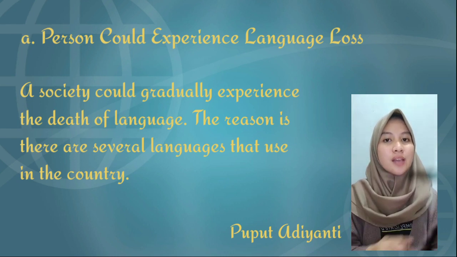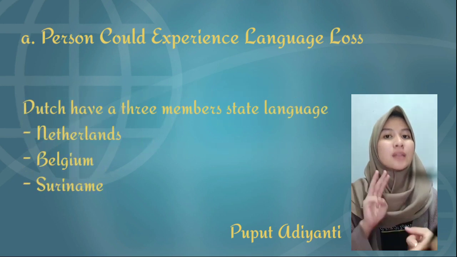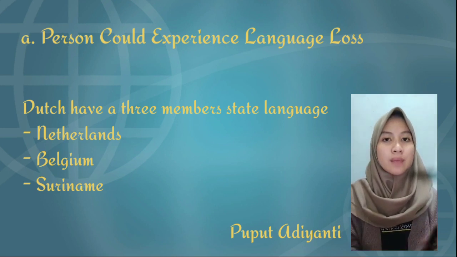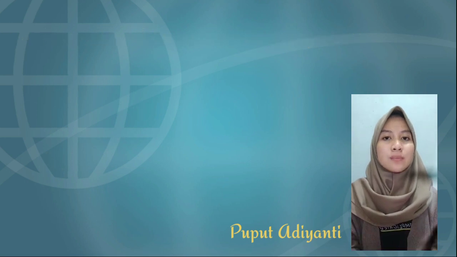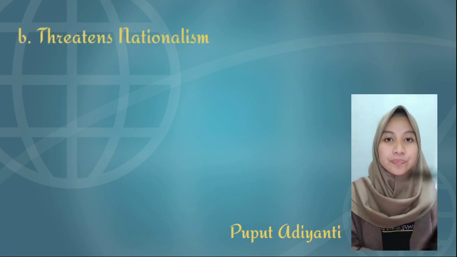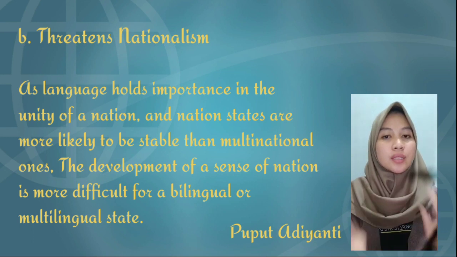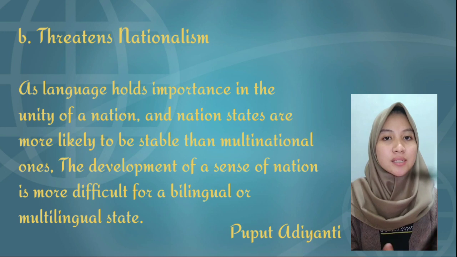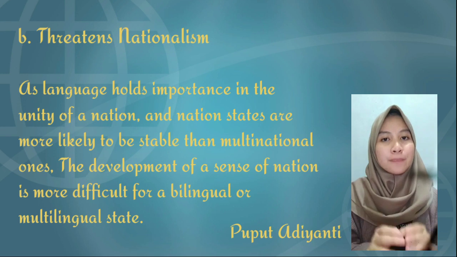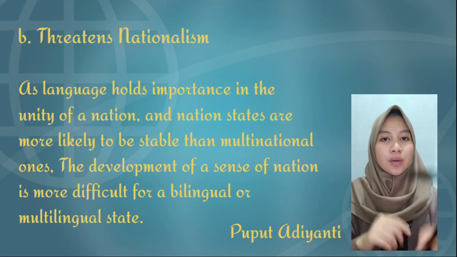The reason is there are several languages used in the country. For example, the Dutch have a three-member language state: first is the Netherlands, second is Belgium, and the third is Suriname. Scandinavia could possibly lose their language. And the second is third nationalism. As language is important to the unity of a nation, nation-states are more likely to be stable than multinational ones. The development of a nation-state is more difficult for a bilingual or multilingual state.